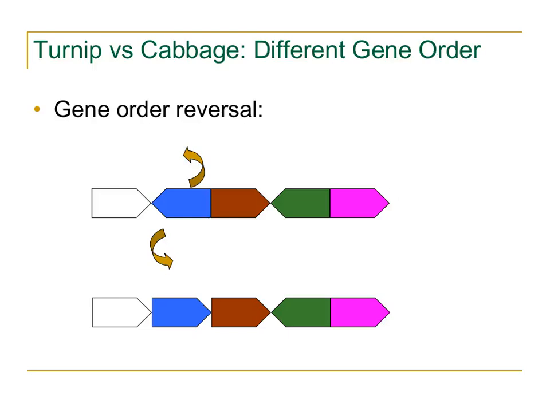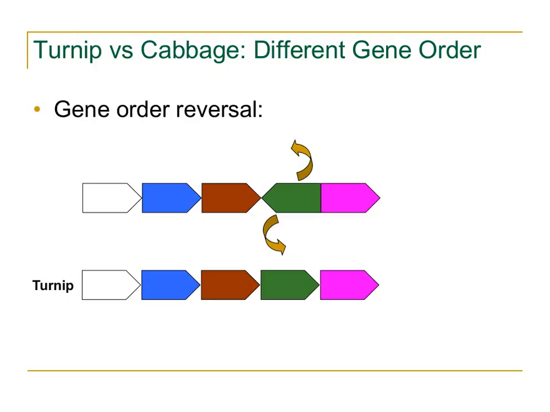Building on the previous slide, this illustration shows a straightforward gene order reversal between 2 related species. Each colored arrow represents a single gene in a linear chromosome segment. At the top, you see the original 5-gene sequence: white, blue, brown, green, and magenta. The curved gold arrows highlight the block that flips during inversion. On the bottom line, after that inversion, the blue and brown genes have reversed orientation relative to their neighbors, even though all 5 genes remain intact. This local reversal event demonstrates how the same set of genes can end up in a different order, and sometimes pointing in the opposite direction, when you compare the turnip genome to cabbage.